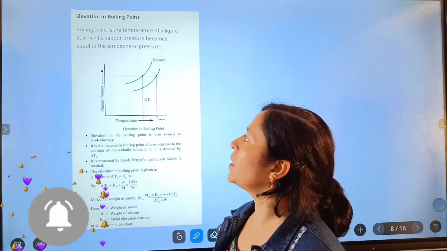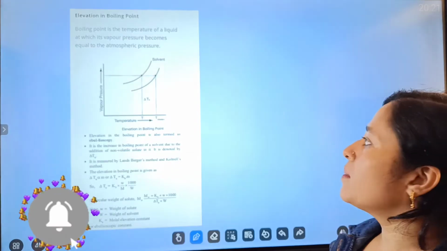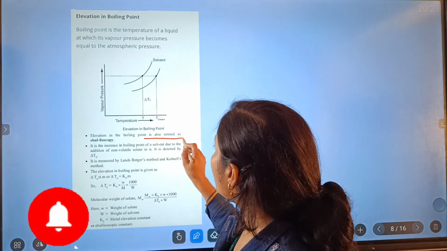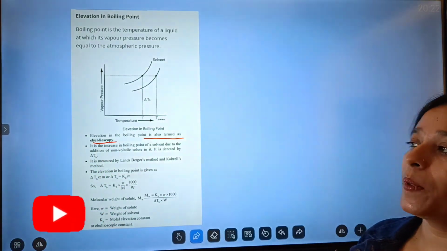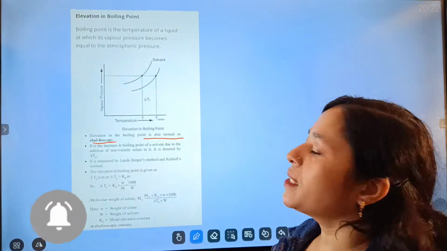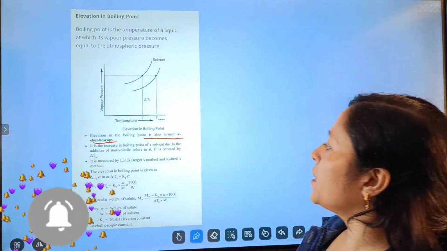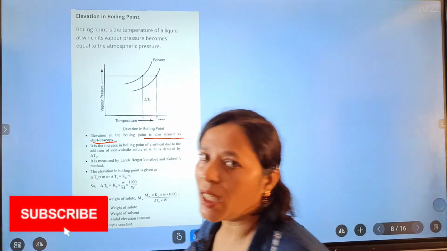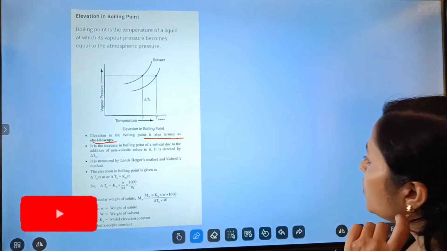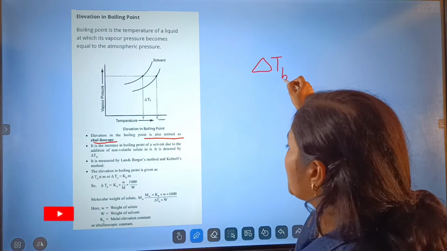Elevation means rising in boiling point. So boiling point, as you know, is the temperature at which the vapor pressure becomes equal to the atmospheric pressure. Elevation in the boiling point is also known as ebullioscopy. So what we want to discuss is, as we are increasing the temperature of a solution, when we have already added non-volatile solute to it, there is a change in temperature, that is, a rise in temperature on adding a non-volatile solute, and that change in temperature is denoted by delta TB.